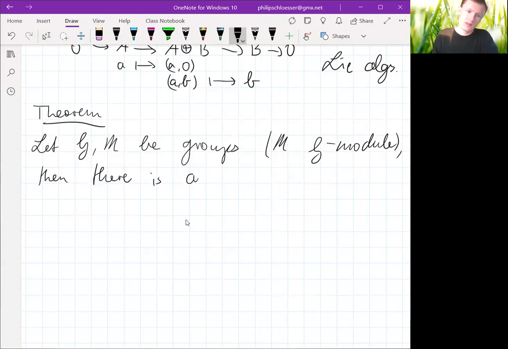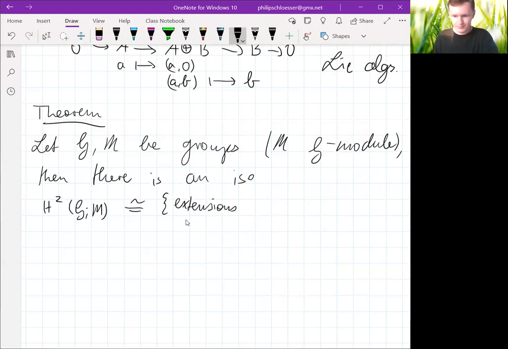Then there's an isomorphism between the second group cohomology group of, I believe it was, G semicolon M, with extensions of G by M modulo isomorphism.